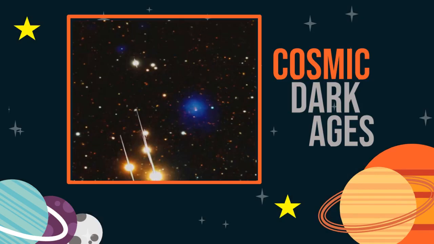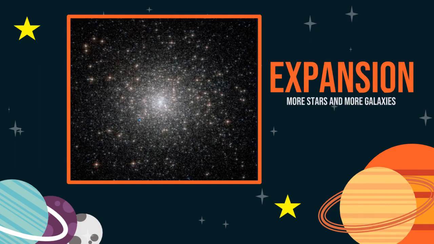Roughly 400 million years after the Big Bang, the universe began to come out of its dark ages. This period in the universe's evolution is called the Age of Reionization. Clumps of gas collapsed to form the very first stars and galaxies. In this age of expansion, more stars and galaxies are formed.